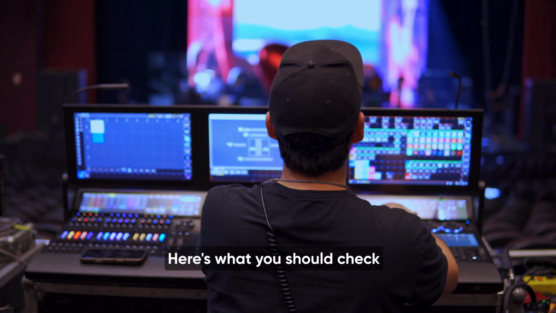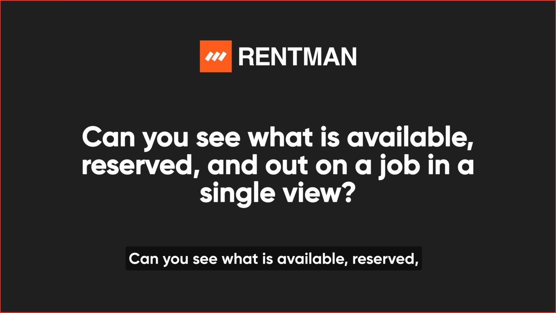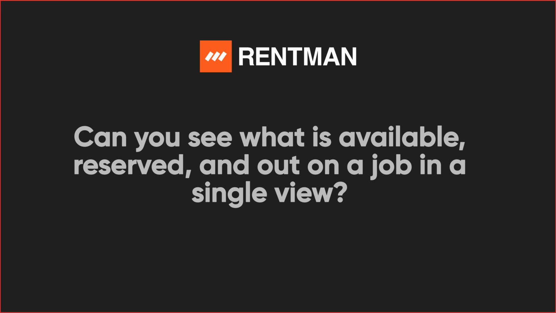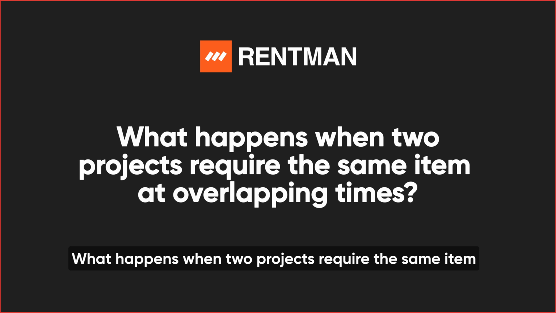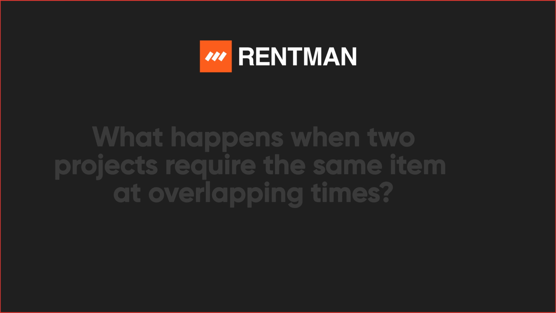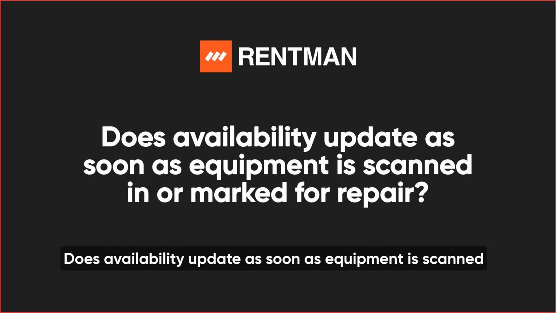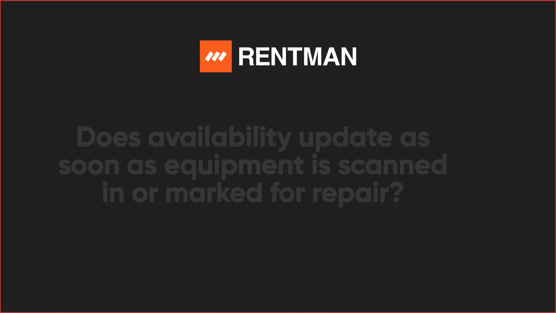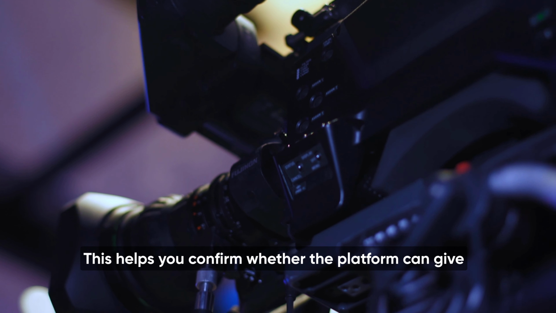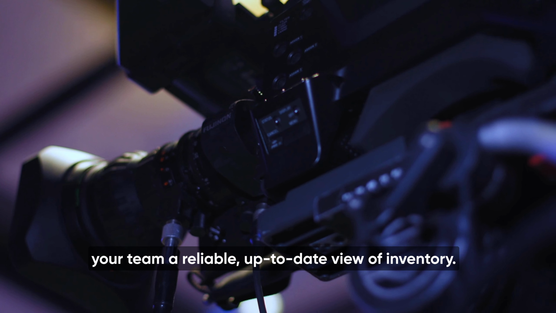Here's what you should check. Can you see what is available, reserved, and out on a job in a single view? What happens when 2 projects require the same item at overlapping times? Does availability update as soon as equipment is scanned in or marked for repair? This helps you confirm whether the platform can give your team a reliable, up-to-date view of inventory.